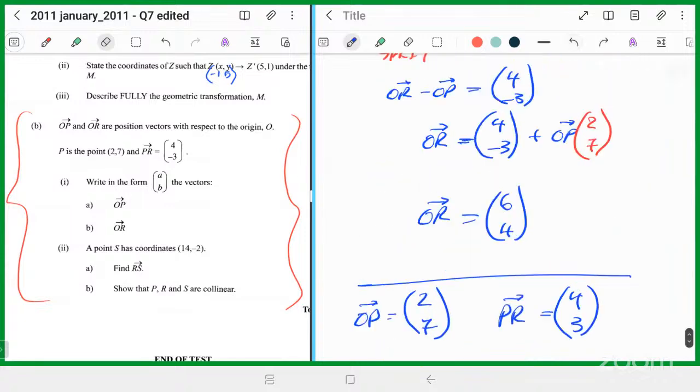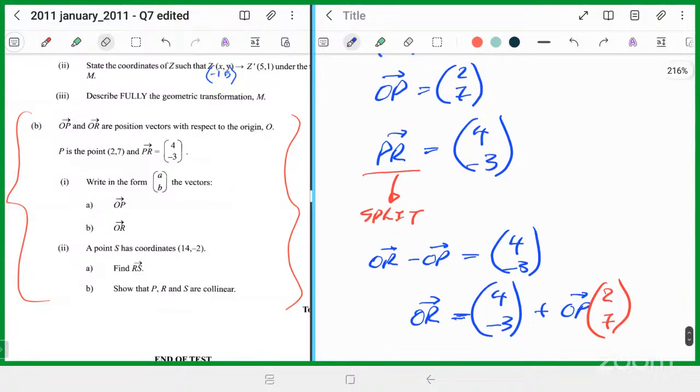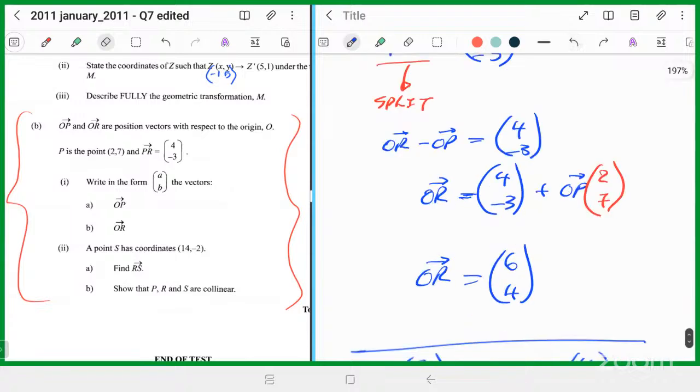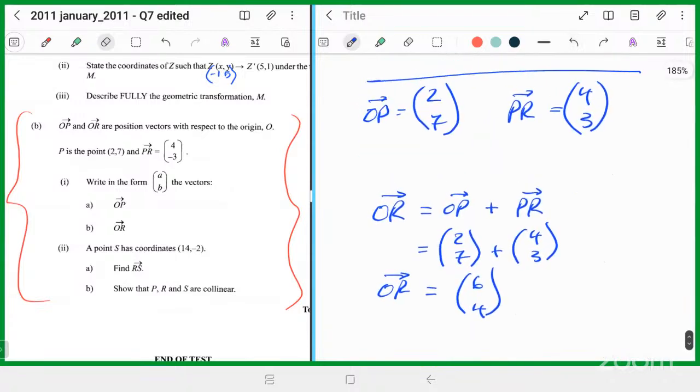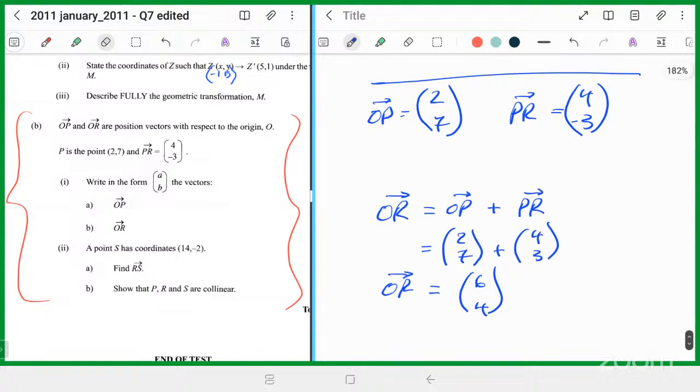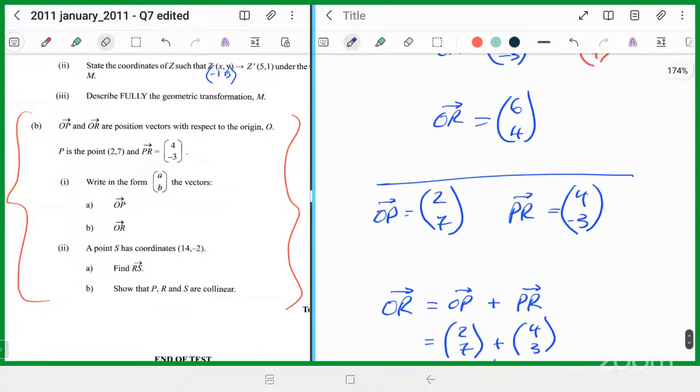So this method up here, we split the vector equation and make OR the subject. That's one way to do it. Or we can just use the displacement vector. That's not supposed to be a 3, that's supposed to be a negative. It's 4, -3. Hold on, so I made a mistake up there.